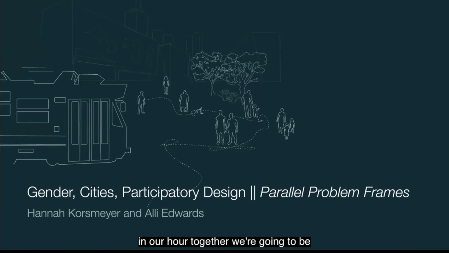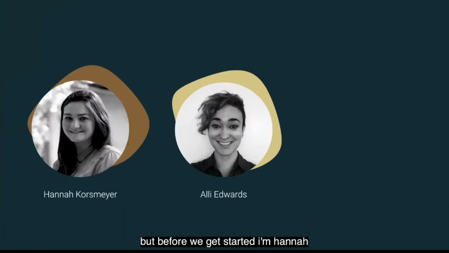In our hour together, we're going to be looking at ways that co-design might be used to tackle complex social issues like gender inequity. But before we get started, I'm Hannah Korsmeyer, and Ali and I are both design researchers in the design department at Monash University. Our work is based across two different research labs. One is XYX Lab, which investigates gender and cities, and Wonder Lab, which researches co-design and learning.